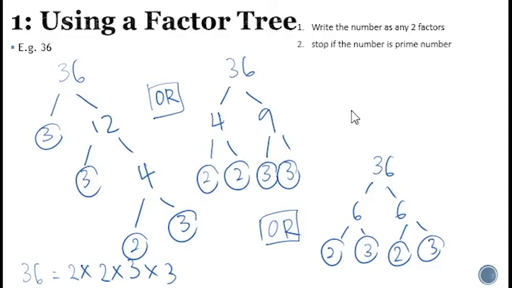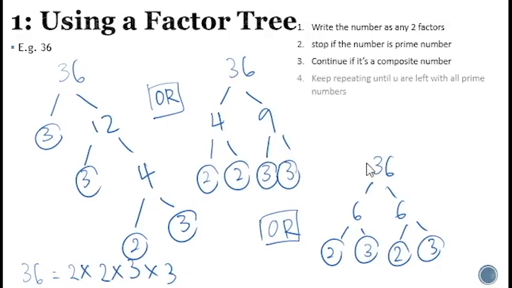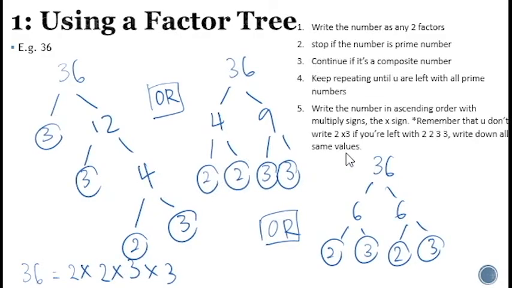Stop if the number is prime number. Continue splitting if it's a composite number. Keep repeating until you are left with all prime numbers. Write the number in ascending order with multiply signs, the X sign. Remember that you don't write 2 times 3 only if you are left with 2, 2, 3, 3. Write down all the values. At this point, you might realize that finding prime factors is like dividing the number into its simplest and smallest number.